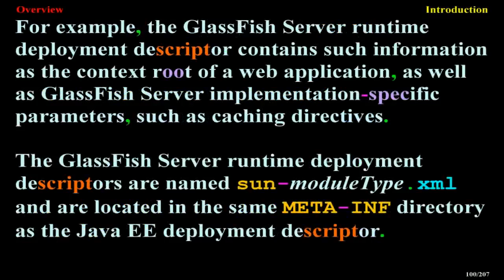For example, the GlassFish server runtime deployment descriptor contains such information as the context root of a web application, as well as GlassFish server implementation-specific parameters, such as caching directives. The GlassFish server runtime deployment descriptors are named sun-module-type.xml and are located in the same META-INF directory as the Java EE deployment descriptor.